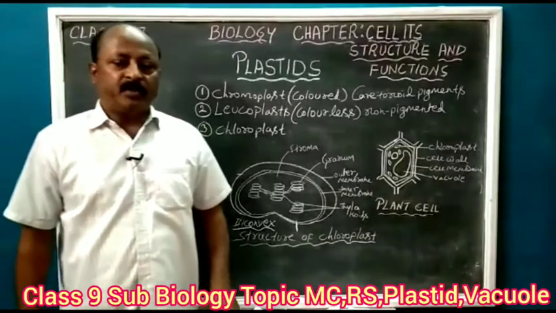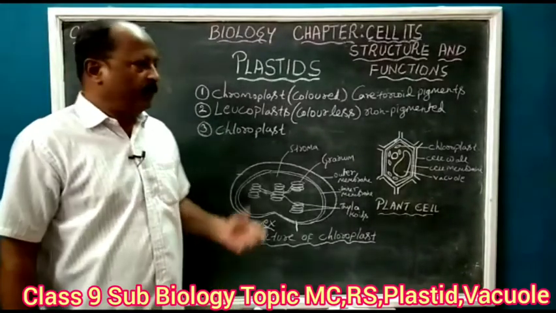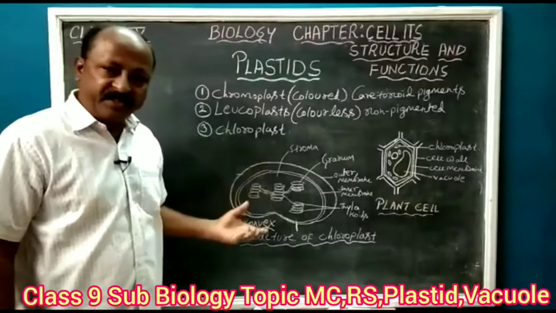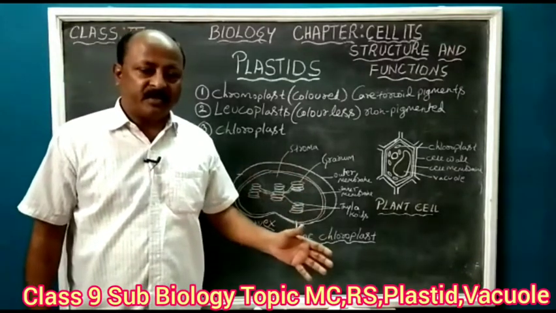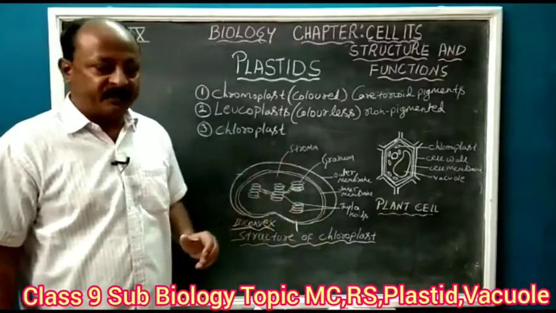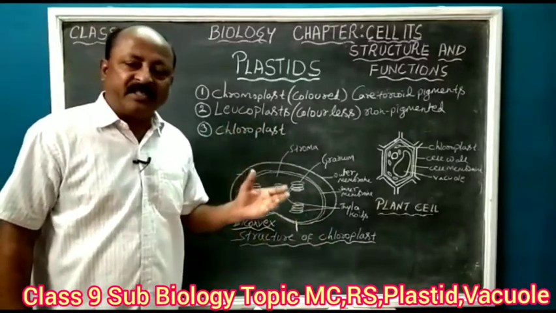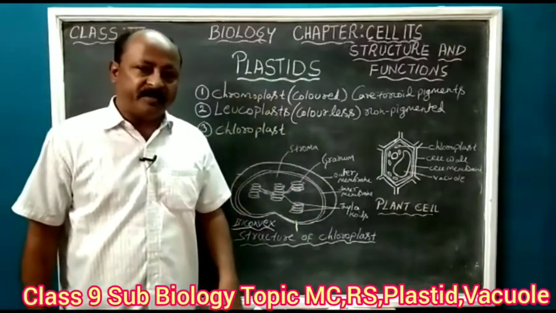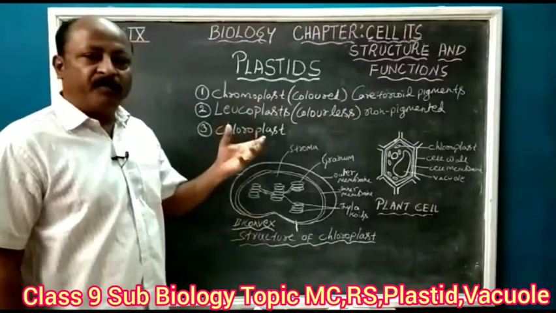Now let us study about one more important cell organelle. This cell organelle is the plastid, or plastids, which are found only in plants. They are not found in animals. So plastids are found in plants. That is, plant cells have plastids, and these plastids are double-membraned organelles, and they are of different types.